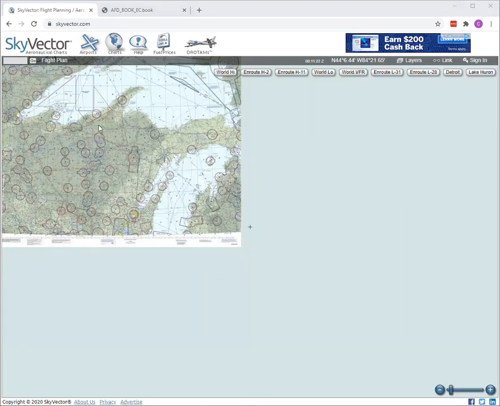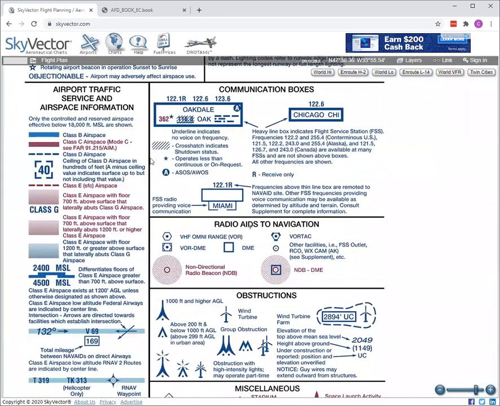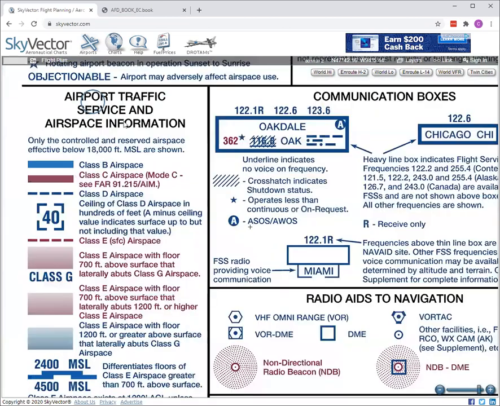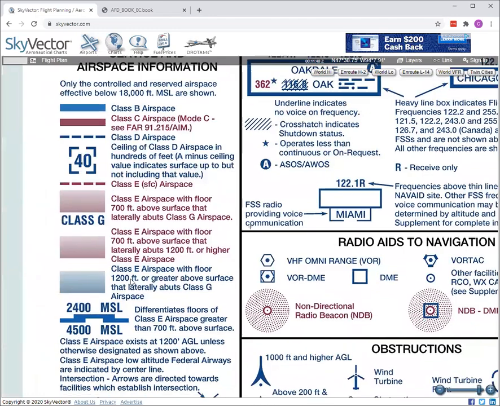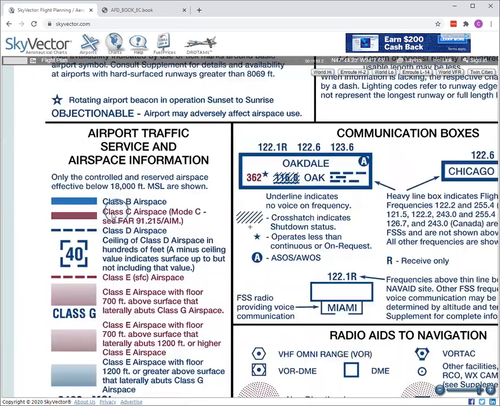All right. So I guess we will get started with the next section: airport traffic, service, and airspace information. So these are basically going to be your airspaces, as well as some other special use things like federal airways, military operating areas, prohibited areas, training routes, all those things we're going to talk about here.